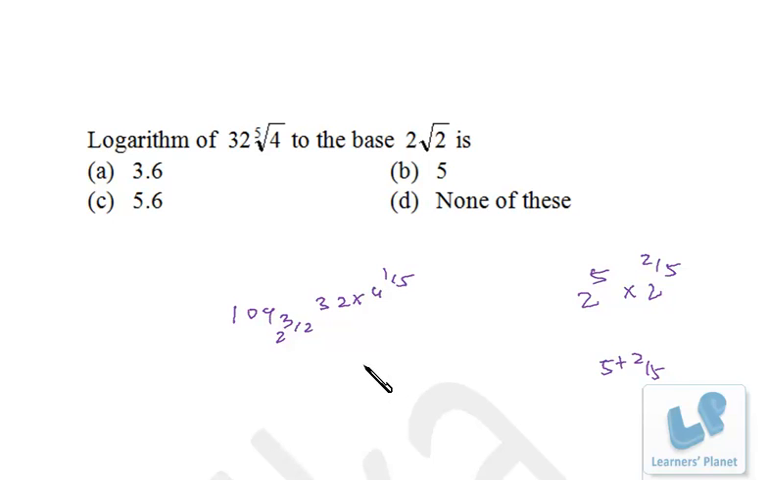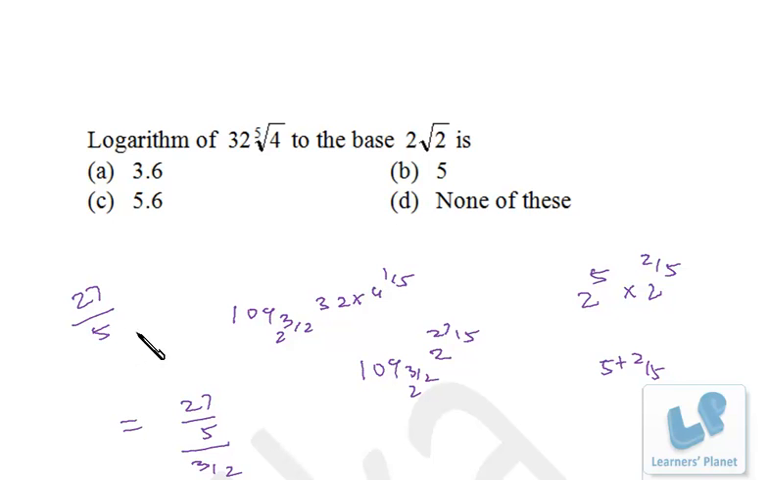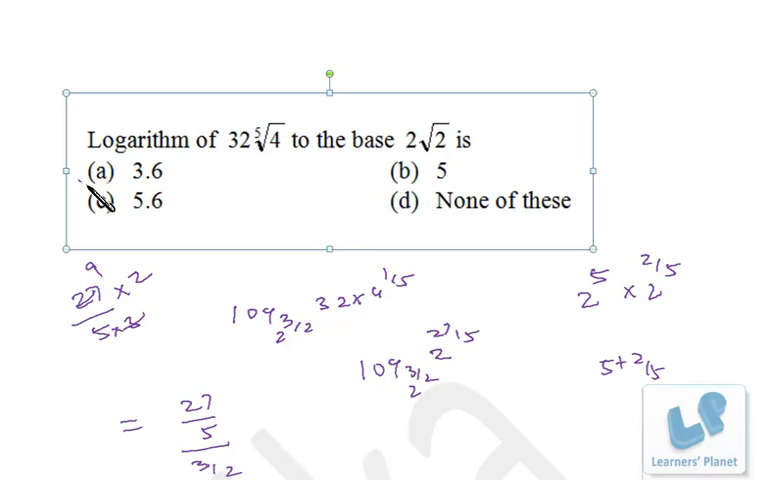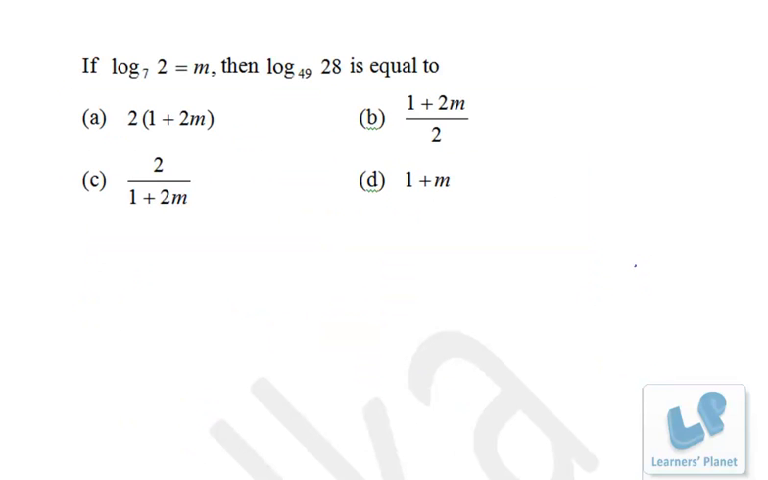So log of 2 raised to 3 by 2 and 2 raised to 27 by 5. So that can be written as 27 by 5 by 3 by 2 log 2 to the base 2. So that's 1. So precisely it is 27 by 5 by 3 by 2. Okay, so it's 18 by 5, or we can say 3.6. I hope you are getting.